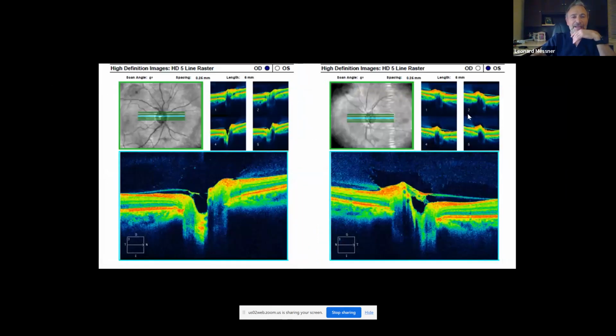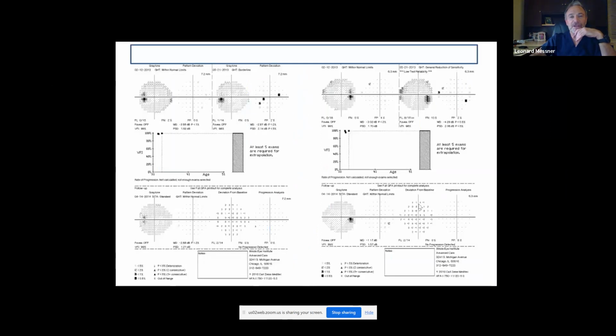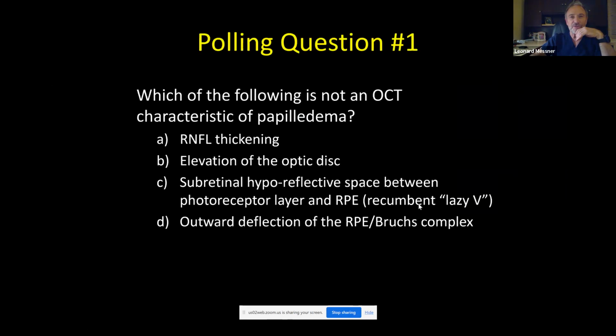And here again, this is normal morphology of the optic nerves. And take a look at these Bruch's membrane lines. You can see that it's pretty flat, maybe going down a little bit here in the right eye, pretty flat, maybe going down a little bit here in the left eye. And normalization of the visual fields over time.